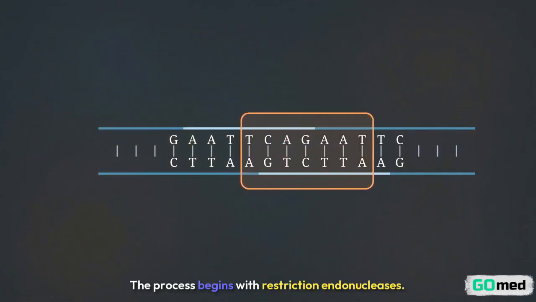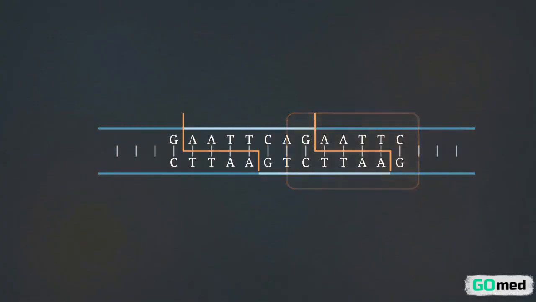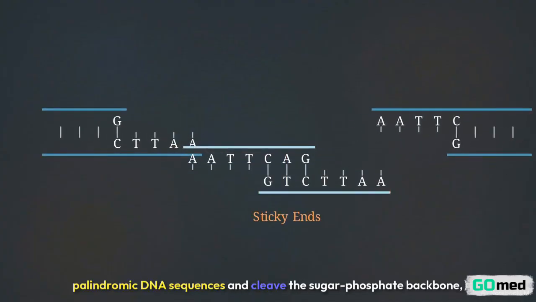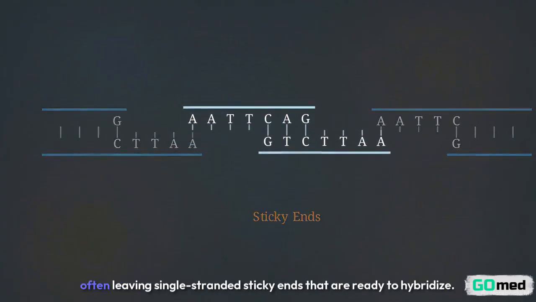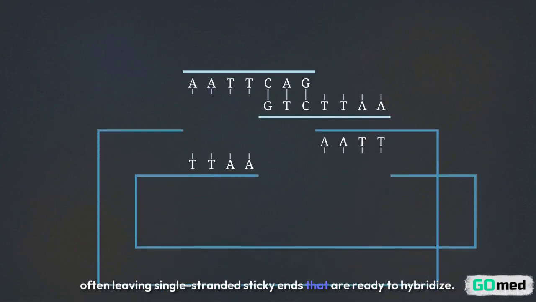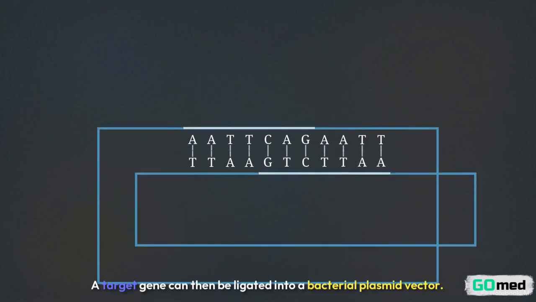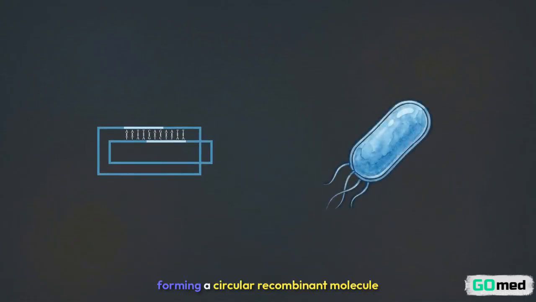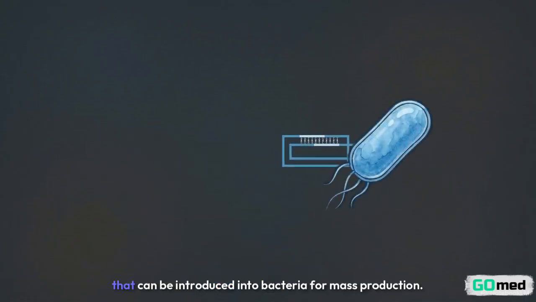The process begins with restriction endonucleases. These enzymes recognize specific palindromic DNA sequences and cleave the sugar phosphate backbone, often leaving single-stranded sticky ends that are ready to hybridize. A target gene can then be ligated into a bacterial plasmid vector. DNA ligase seals the fragments together, forming a circular recombinant molecule that can be introduced into bacteria for mass production.